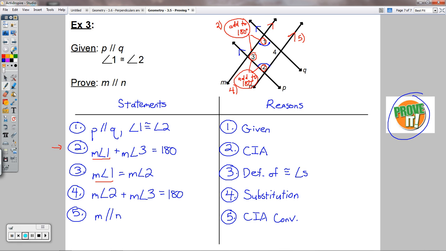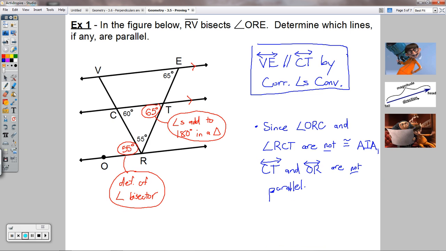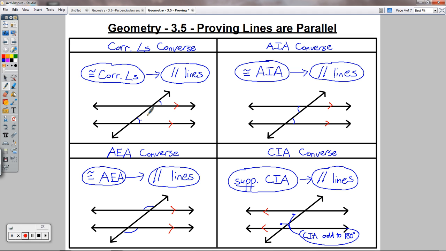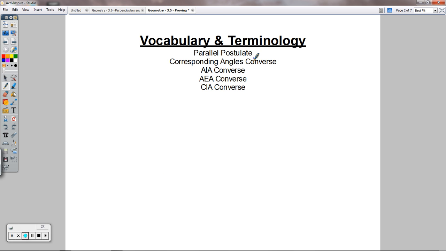That'll do it for this lesson. Hopefully you found that helpful. You hopefully will remember that when you're dealing with the converse with these things, that if you have the angles being congruent here, here, or with CIA being supplementary, that means you can prove the lines are parallel. That's the big thing we're trying to do in this lesson. That's the main idea, the main concept. So go back and review as needed. Remember those things. Remember what these things are. The parallel postulate, corresponding angles converse, AIA converse, AEA converse, CIA converse. If you got that down, you are all set to go with this lesson.